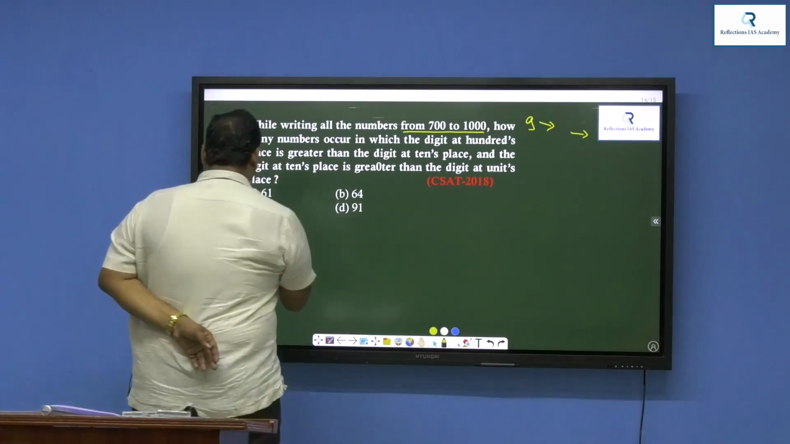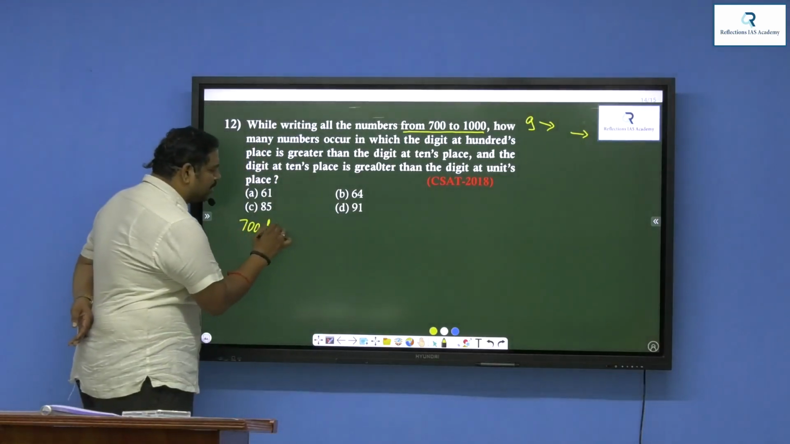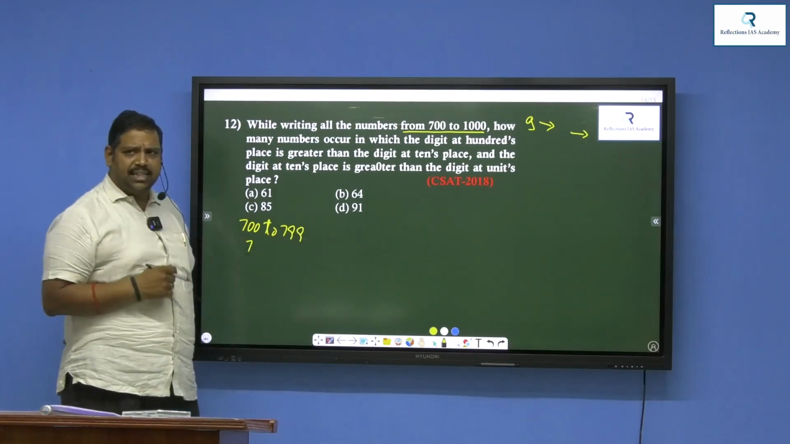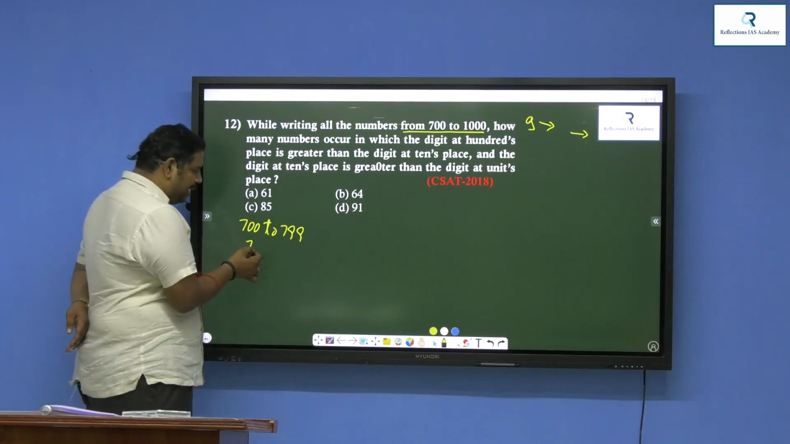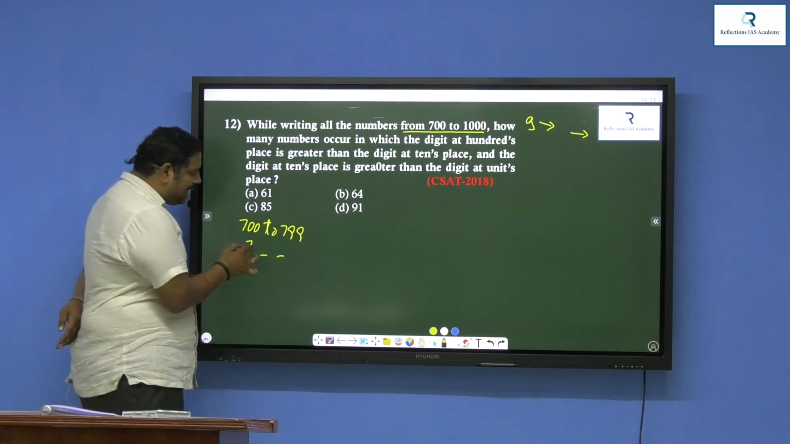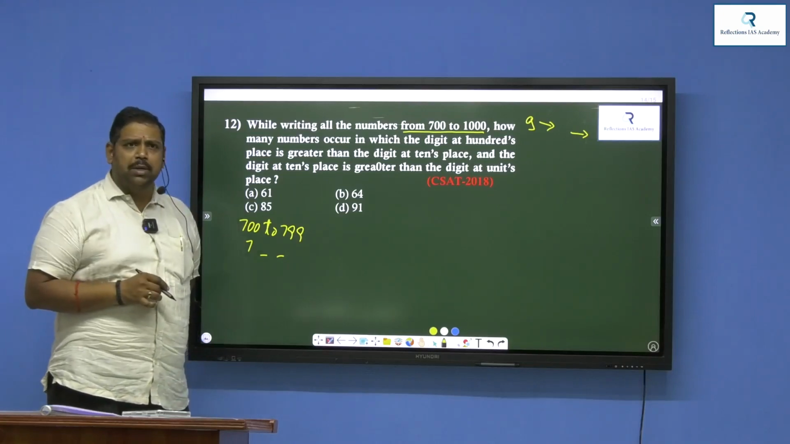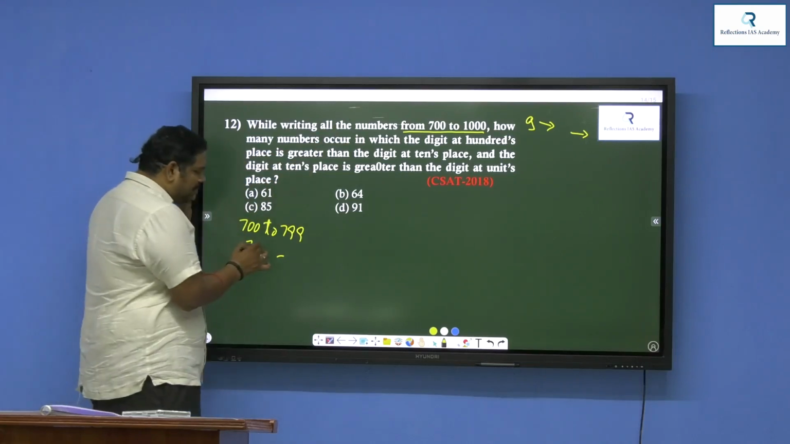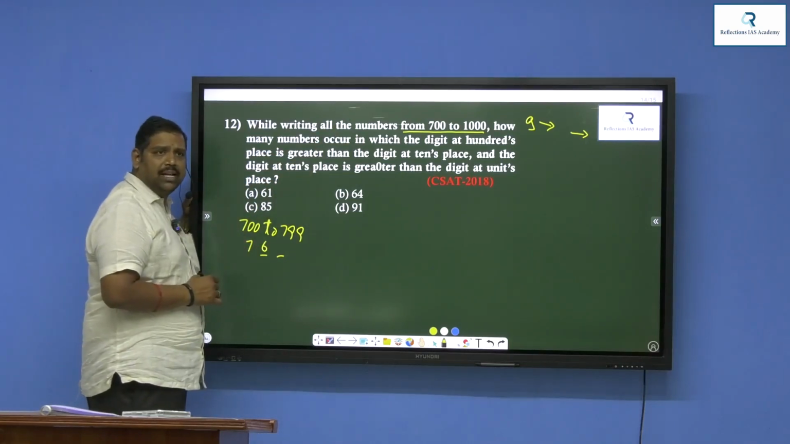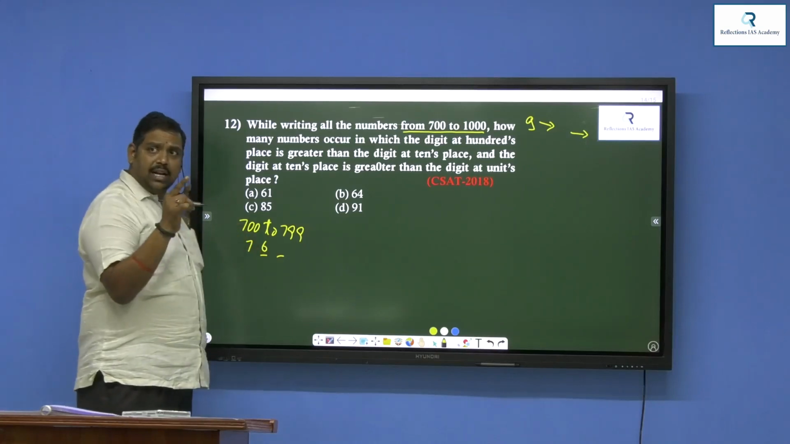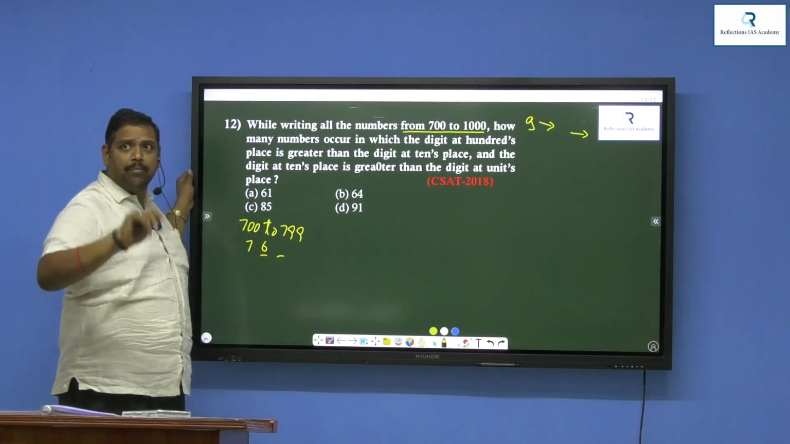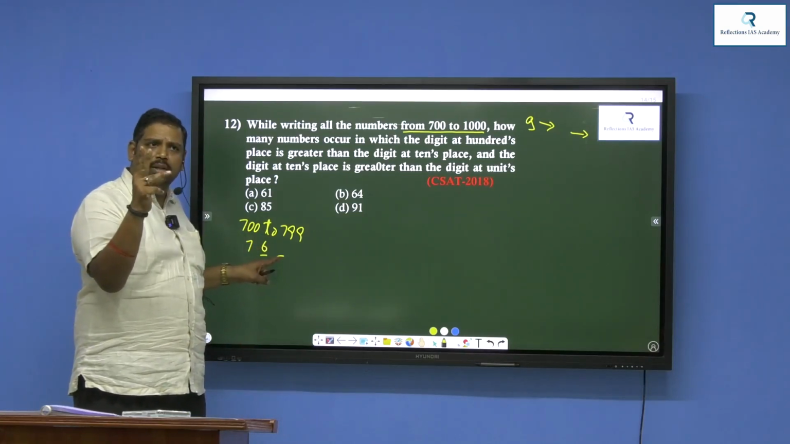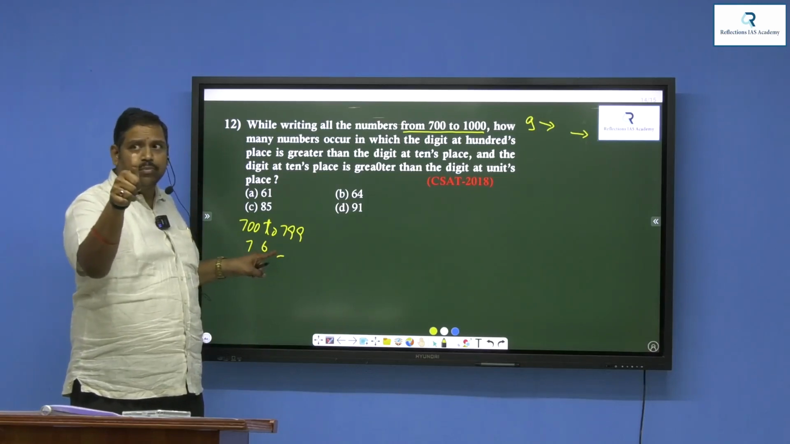So I am going with 700 to 799 first. So the first place is how much here? 7. If the first place is 7, the next place, it's a 3-digit number, right, must be less than this only, not even equal. Strictly he said less than, right or wrong? Less than 7 means it might be 6. Less than 6 I have to write, means can I write 0, 1, 2, 3, 4, 5? Only 5. 6 I should not write.